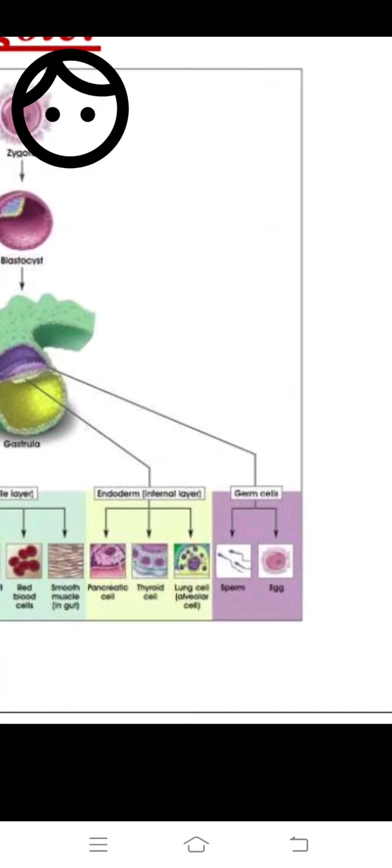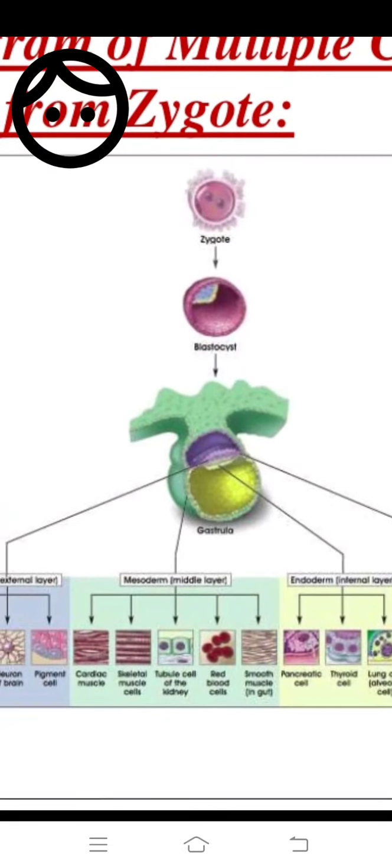germ cells form only, like germ means egg and sperm, very important, egg or sperm formation. Everyone should note this point because the MSc entrance also gives it.